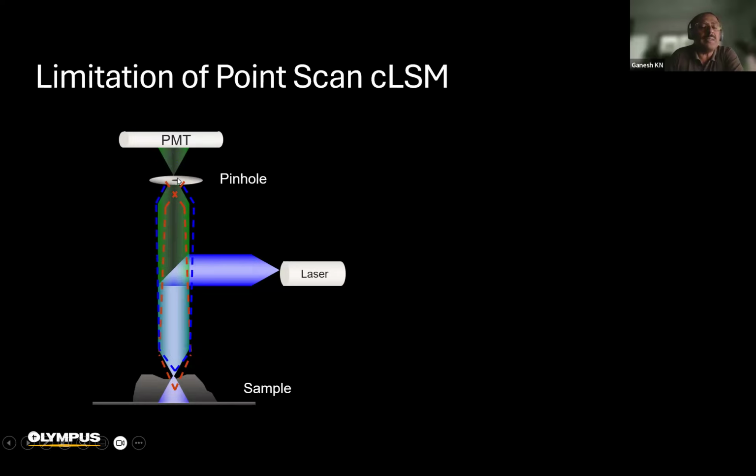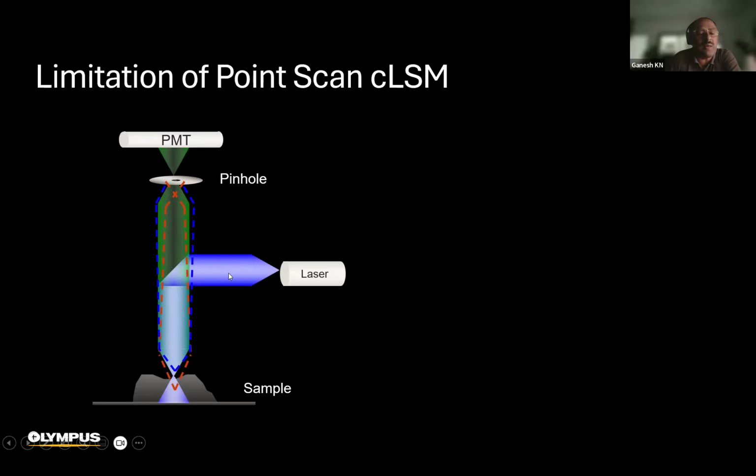So that means the aperture size plays a major role in deciding the confocality. Anything which is below is considered as out of focus light, it is blocked. Anything which is above is also considered as out of focus light, which is also blocked. You get a sharper image just because of placing a small aperture and matching the aperture to the point spread function. That's how you generate a point scanning confocal.